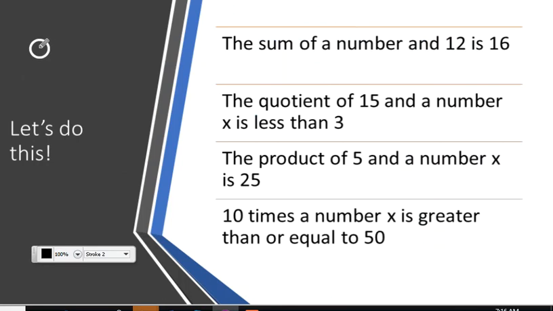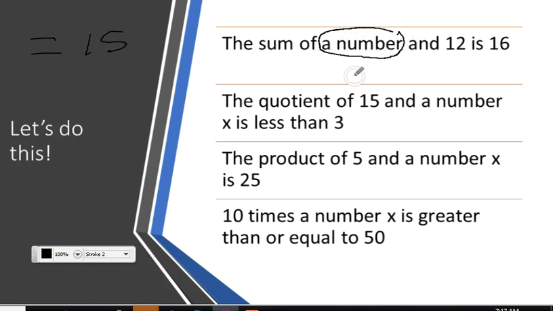Okay, so remember, an important one to remember is whenever you see the word is, that means equals. So let's just go through and translate this sentence just like it is written. It says the sum of a number and 12 is 16. So let's figure out the things that we know here.